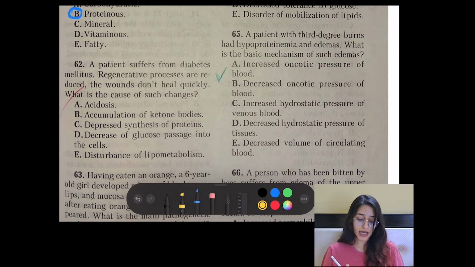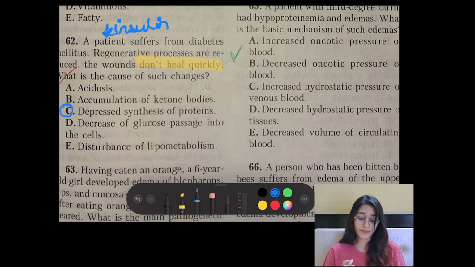Next, a patient suffers from diabetes mellitus. Regenerative processes are reduced. The wounds don't heal quickly. So what is the cause of such changes? So when there's diabetes mellitus, there's decreased insulin. Insulin is an anabolic hormone. It leads to lipogenesis and synthesis of protein. So when there is decreased insulin, all the anabolic function is reduced, and therefore there is decreased synthesis of proteins. And for healing processes, what is required? Collagen. Collagen is the most abundant protein in the body, and because there is decreased synthesis of protein, collagen cannot be synthesized, wounds cannot heal.